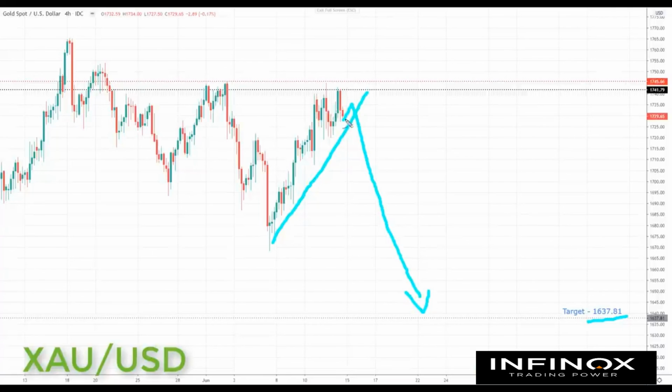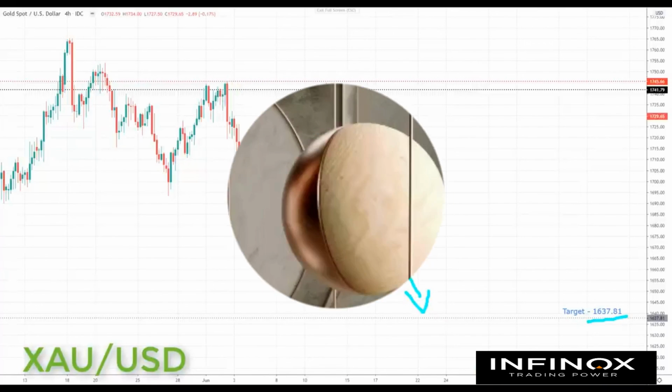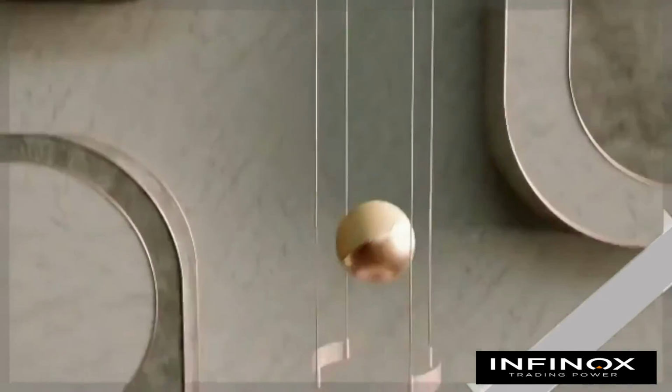Now just bear in mind, if we actually fail to reverse in this area and we break higher above the 1745.66 and we start to break out in this direction, we will not be looking for shorts. If we break the 1745.66, this will actually be the point at which we reverse and start to take a long bias in this market.